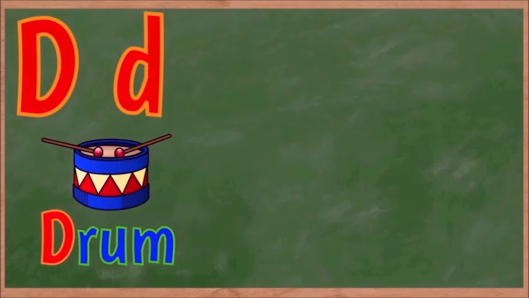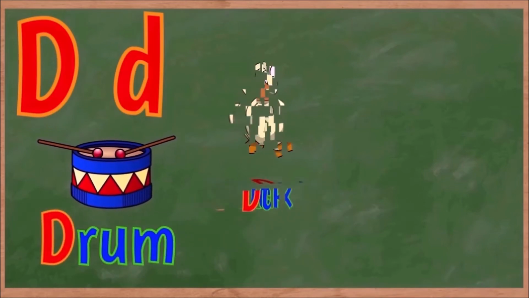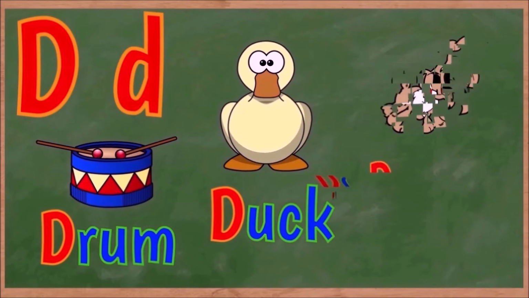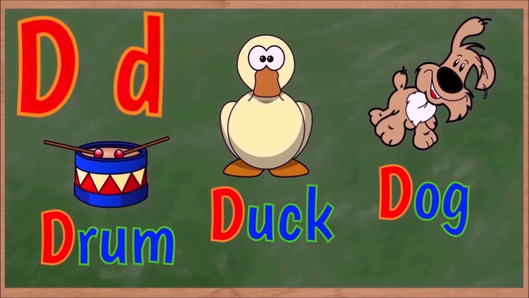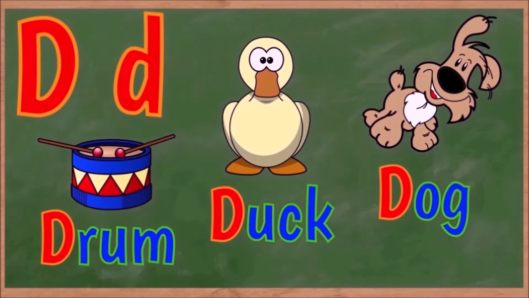The next letter is D. The D makes a D sound. Give it a try. D. I got it. Did you? D for drum. Duck. Dog. All right. Next letter.